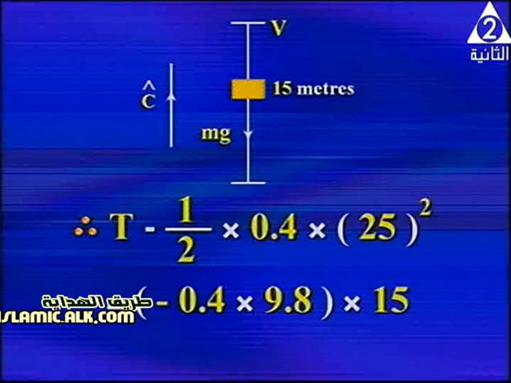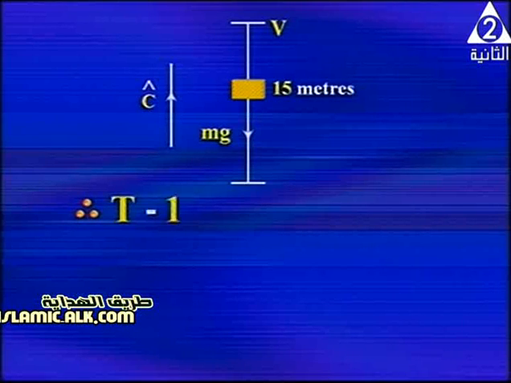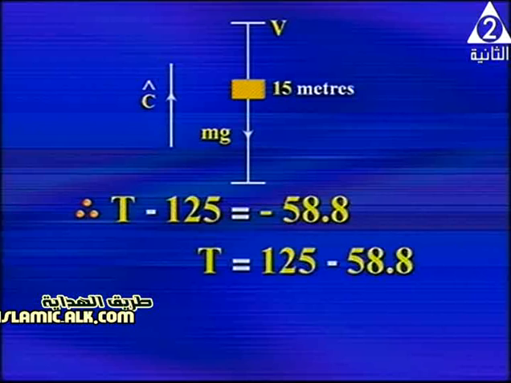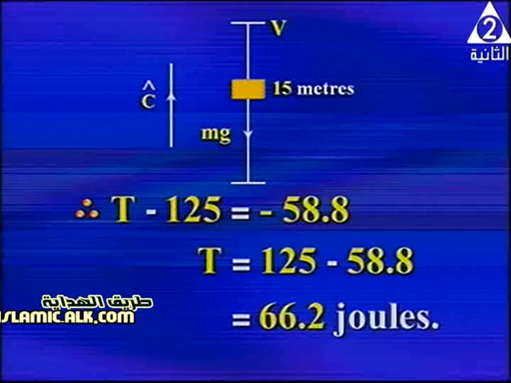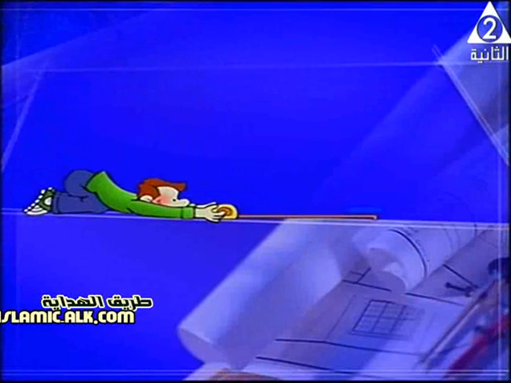Look at the left-hand side and right-hand side. What is the unknown? T. Then the kinetic energy T minus 125 equals negative 58.8. Then T equals 125 minus 58.8, which equals 66.2 joule. Another example.